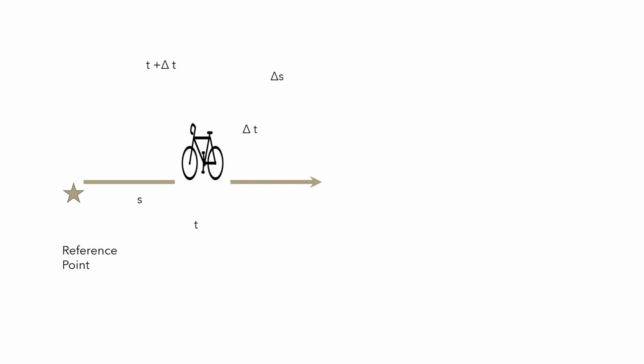Now the total time was t plus delta t, and the total displacement will be s minus delta s. In this case, the displacement is s minus delta s, whereas the distance will be s plus delta s, because I have already explained that displacement is the length of the shortest path between two points, whereas distance is the length of the path followed.